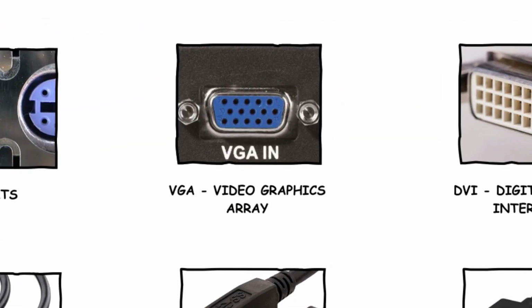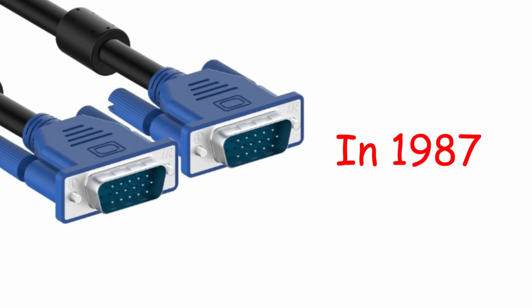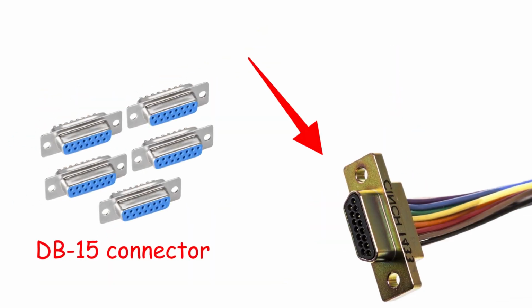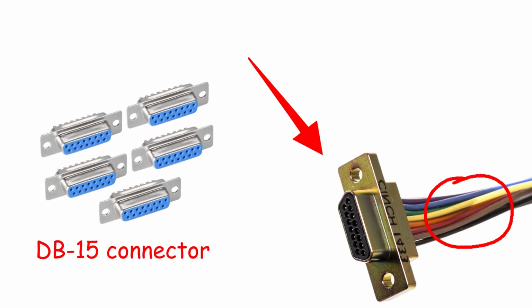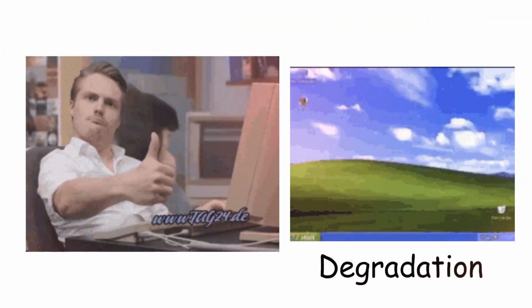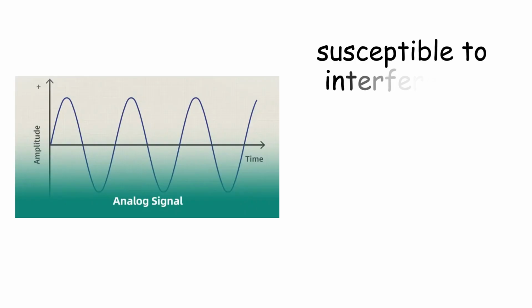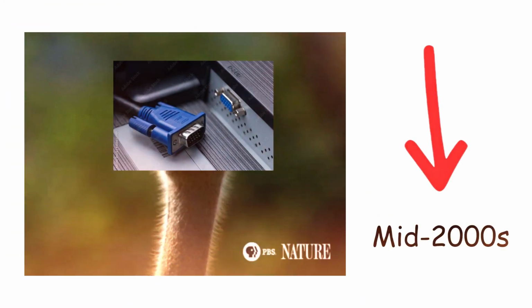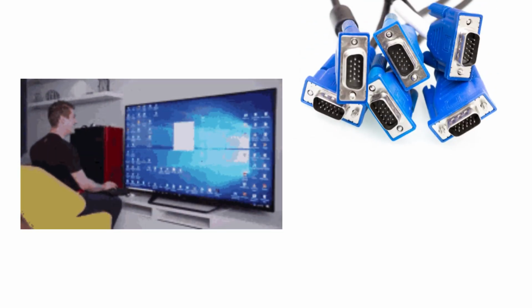VGA, Video Graphics Array. VGA was introduced in 1987 and became the standard analog video connection for decades. The distinctive blue DB15 connector with 15 pins carried separate red, green, and blue analog signals. VGA supported resolutions up to 1920 by 1200, though higher resolutions resulted in image quality degradation. The analog signal was susceptible to interference and degradation over long cables. VGA remained common until the mid-2000s, despite digital alternatives. Many projectors still include VGA today.